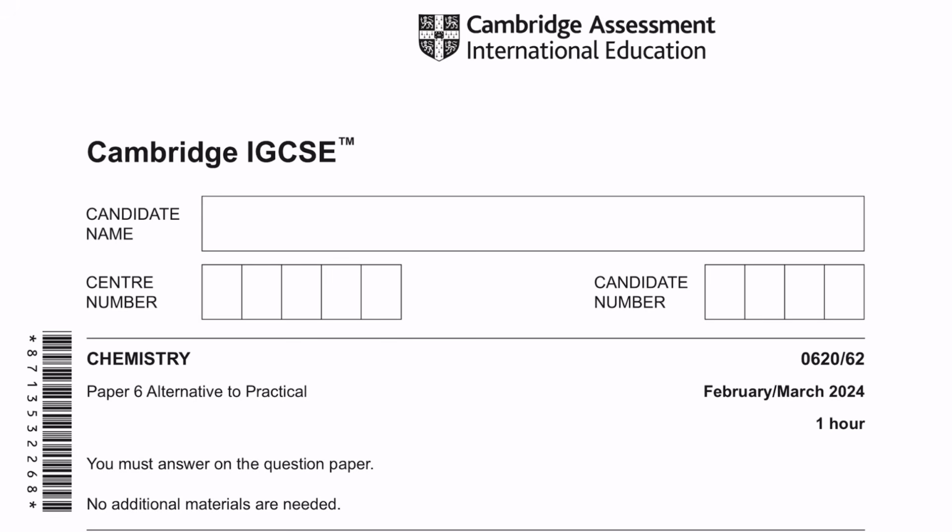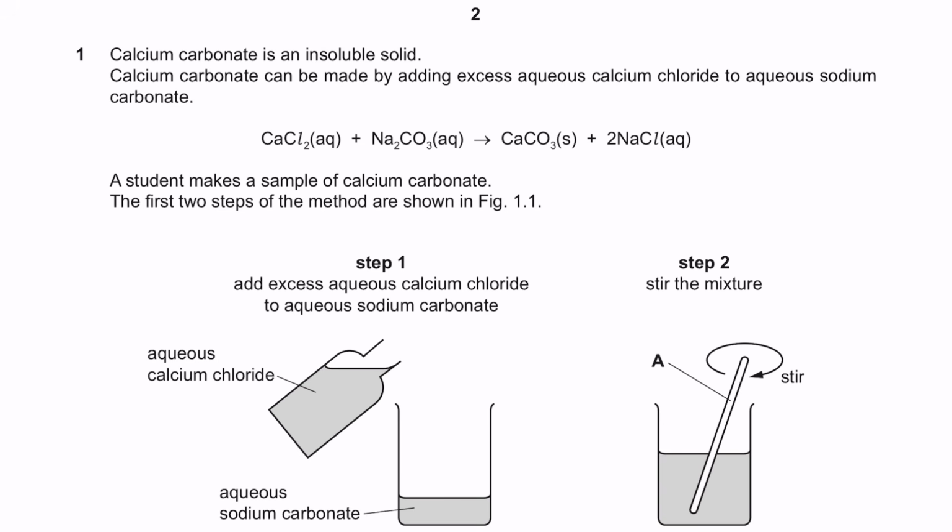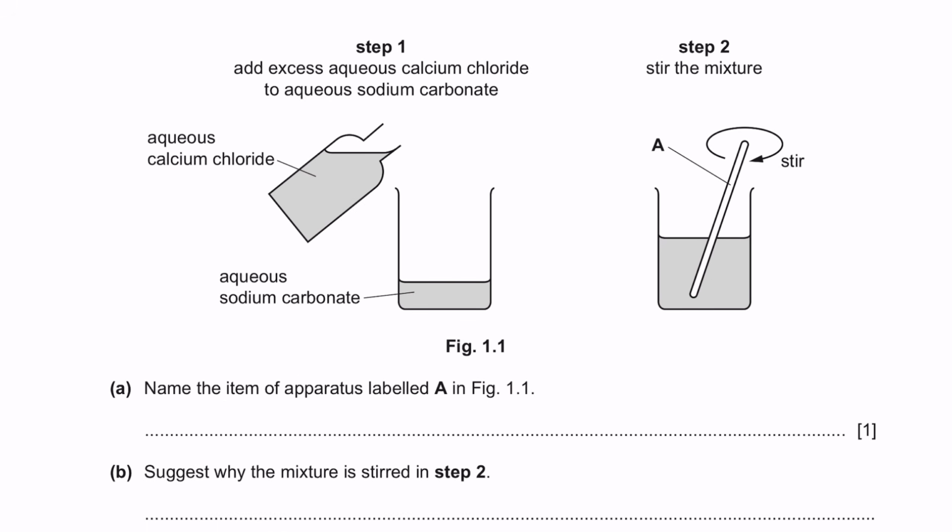This video is a tutorial for Chemistry Paper 6, Variant 6-2 from February-March 2024 examinations. Question 1. Calcium carbonate is an insoluble solid. Calcium carbonate can be made by adding excessive aqueous calcium chloride to aqueous sodium carbonate. A student makes a sample of calcium carbonate. The first two steps of the method are shown in Figure 1.1.